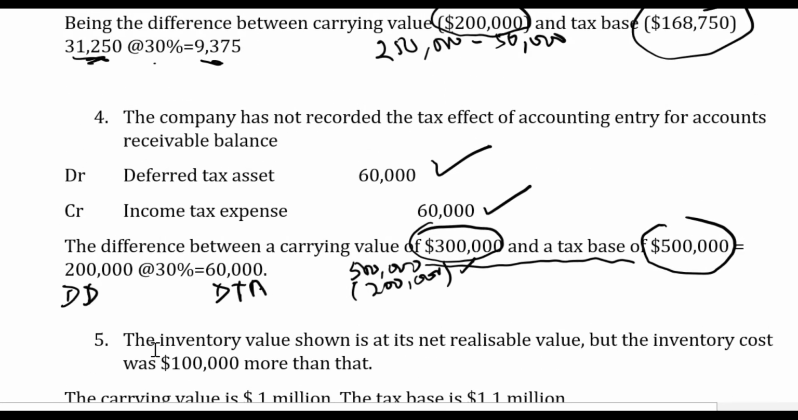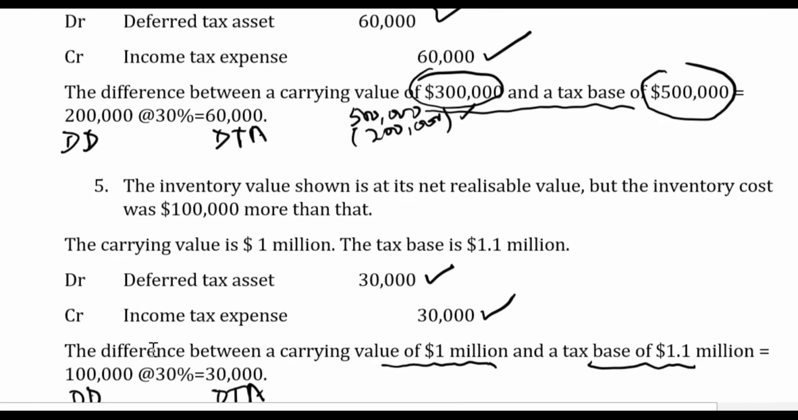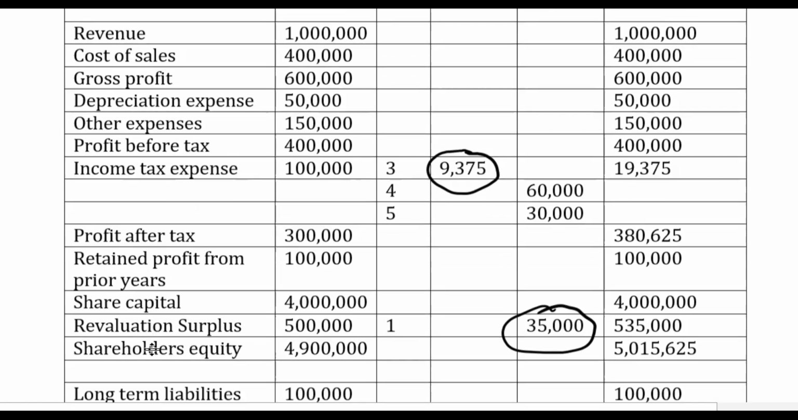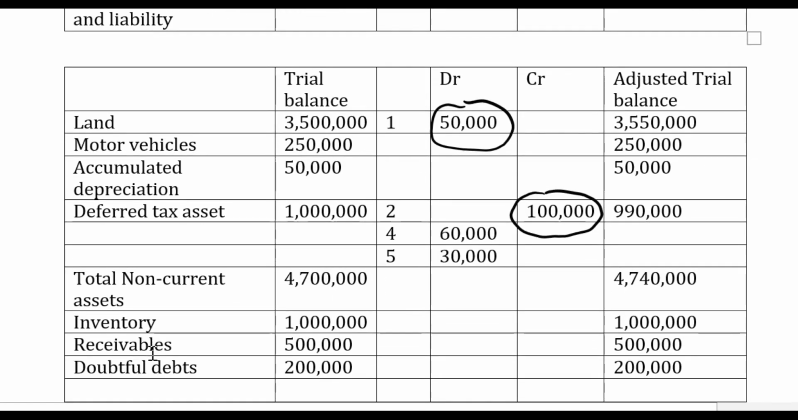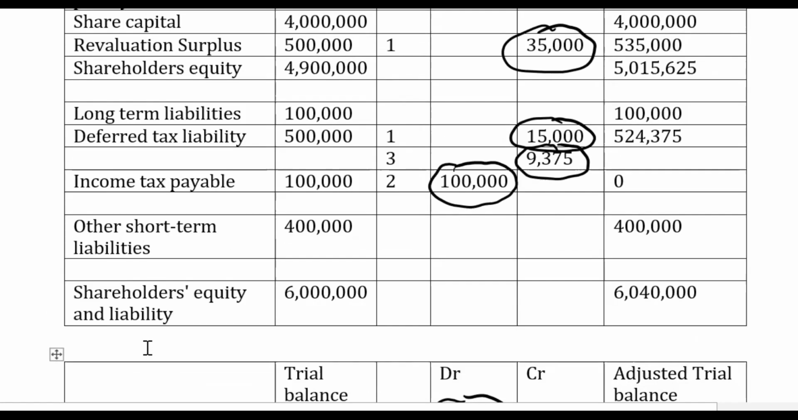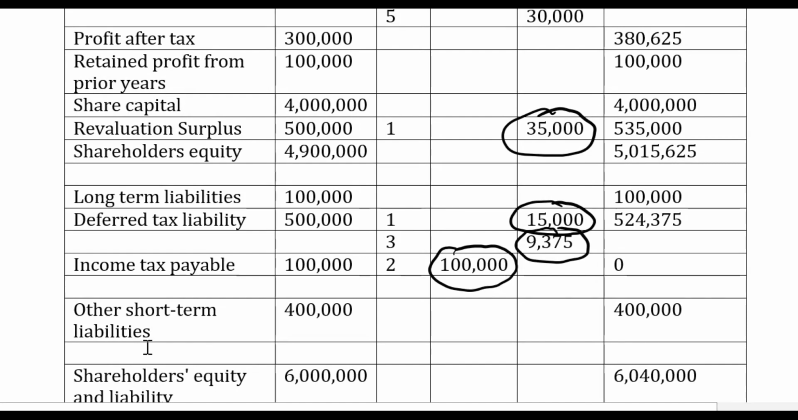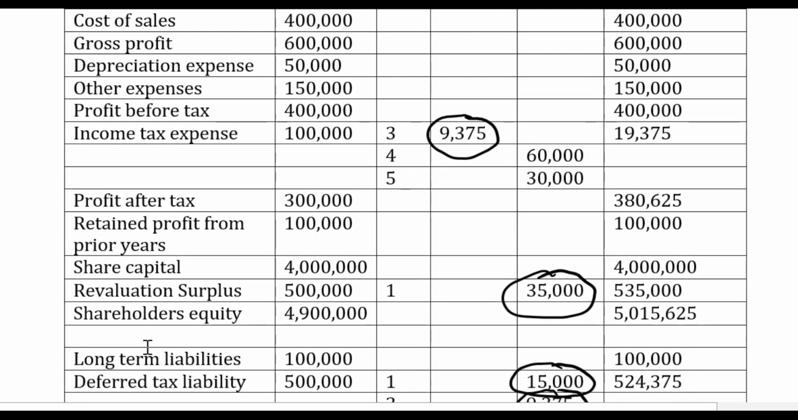Our fourth entry relates to the tax effect, as not recorded tax effect of accounts receivable, and on that deferred tax asset increases by 60,000. Our deferred tax asset increases by 60,000, and income tax expense decreases by 60,000. So our income tax expense decreased by 60,000.